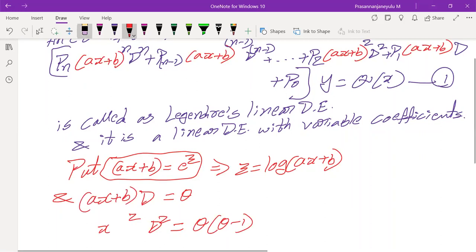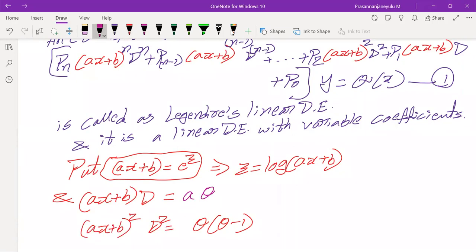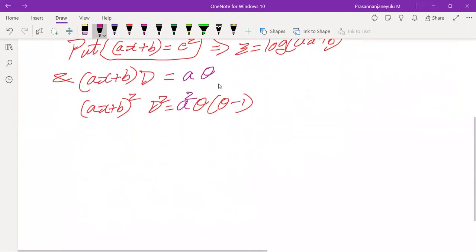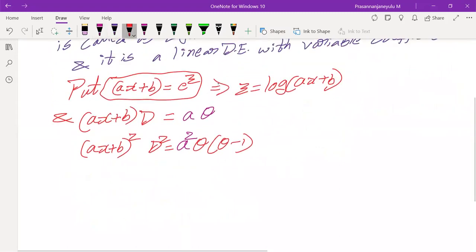It is not simply theta, it should be a into theta. What is a here? The coefficient of x. In the same manner, we have to substitute (ax plus b) whole square into D square equals, what we discussed in the previous formula, a into theta. But here a into a is only for one theta, another (theta minus 1) is there, so we have to multiply with a square. And in the same manner, we substitute here.